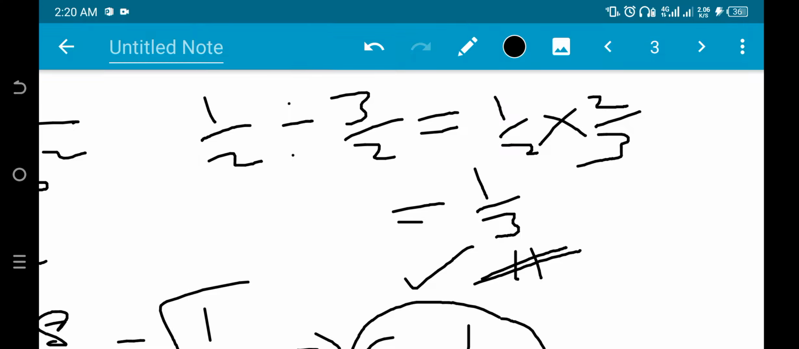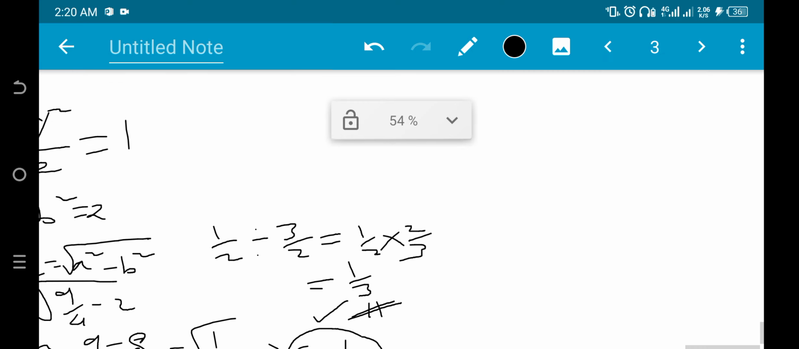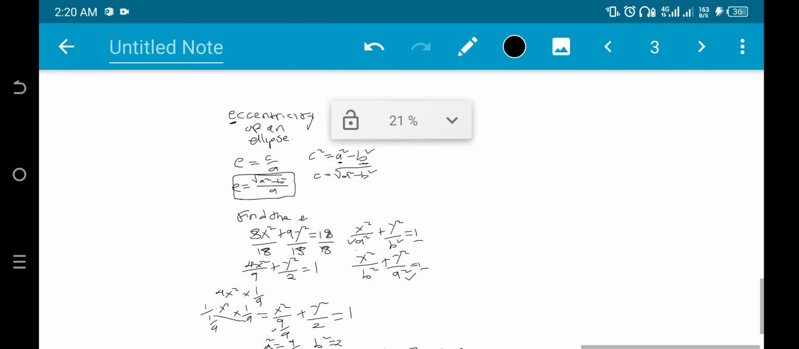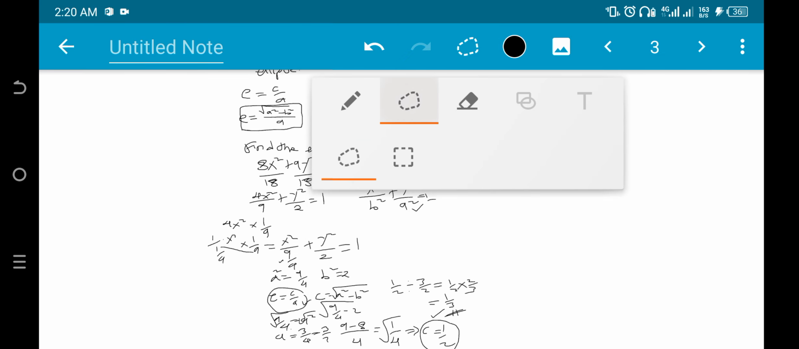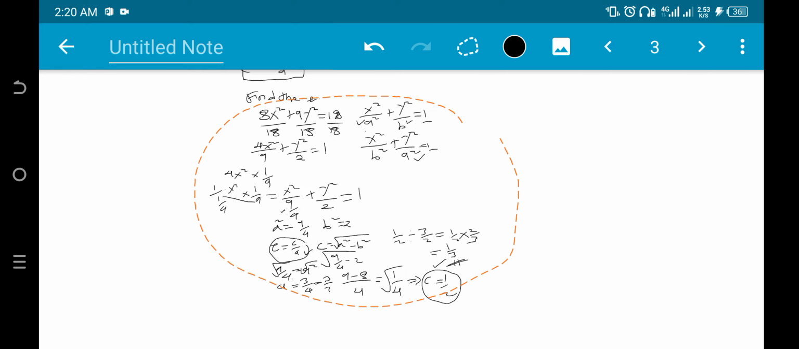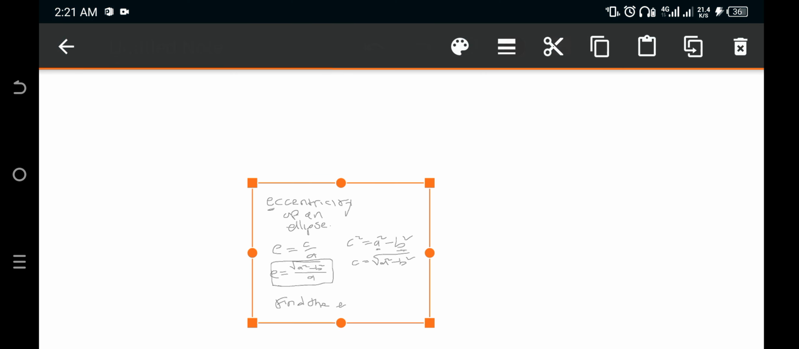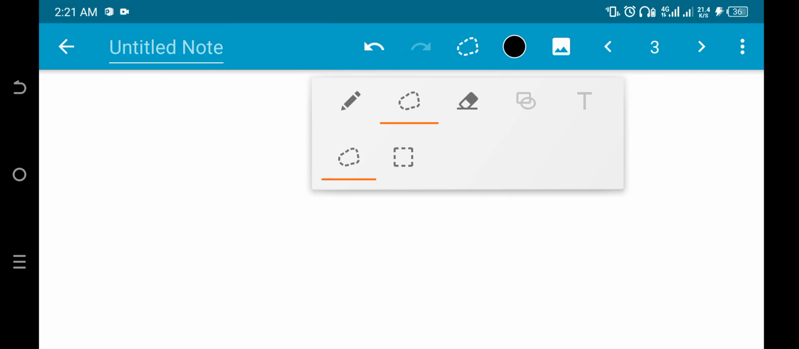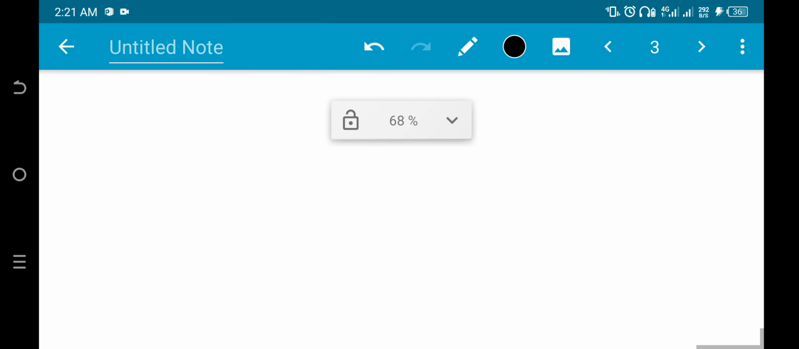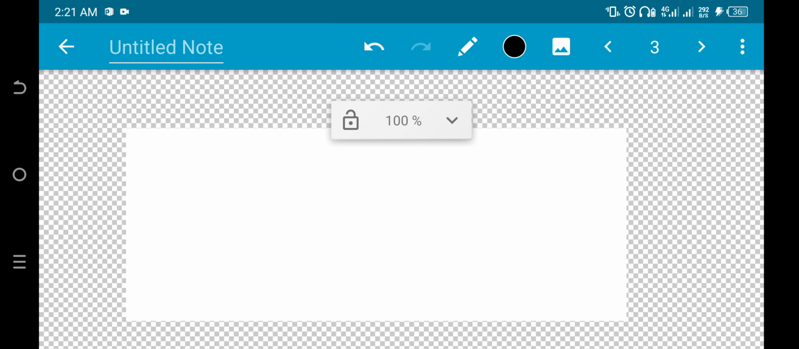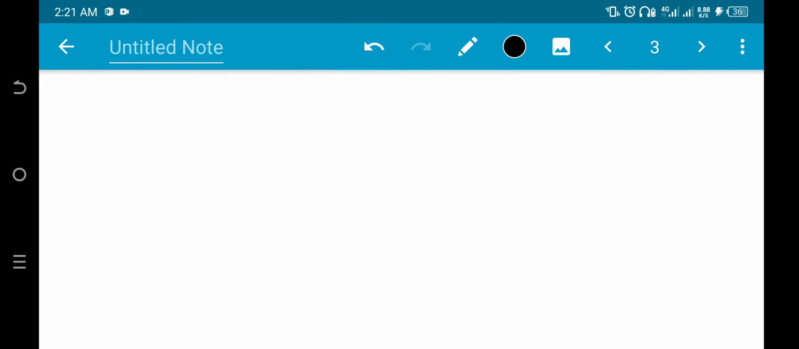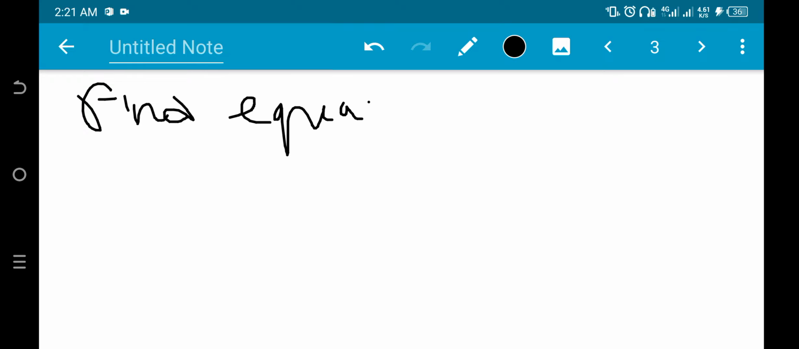So now, what is the importance of us knowing this? What is the importance of us knowing how to find this? The importance will be outlined in the following example. Let me give you this question. They can ask you a question like this. The question is for you to find the equation of the ellipse.